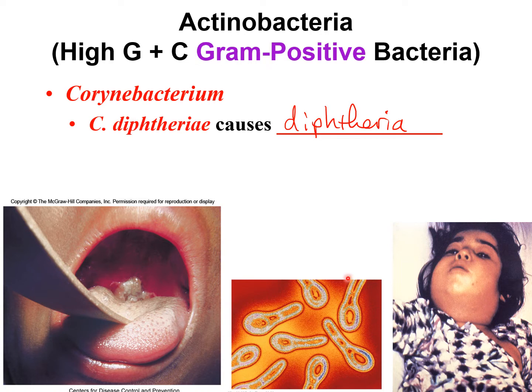The other thing is that it is kind of a strange shape. So in the middle here, we've got a picture of the Corynebacterium diphtheria bacteria. And the word Coryne means club-shaped. And you can see that this bacterium, it's a bacillus, but one end is a little bit swollen. So it's kind of club-shaped. And so that's where the name Corynebacterium came from.